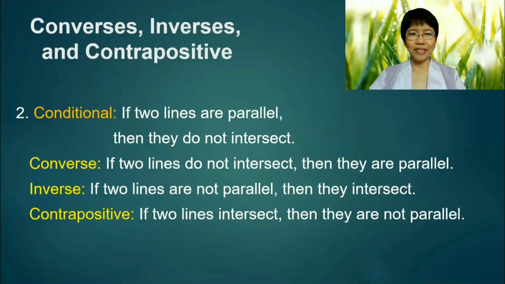Number 2, conditional: if two lines are parallel, then they do not intersect. The converse: if two lines do not intersect, then they are parallel. The inverse: if two lines are not parallel, then they intersect. And contrapositive: if two lines intersect, then they are not parallel.